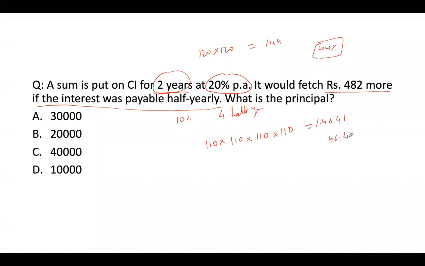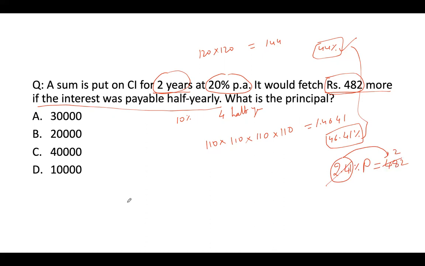So 46.41% of interest. So he's saying instead of 44% normal compounding for 2 years, if I take 10% 4 times, it would get 46.41. According to my calculation, we are seeing 2.41% extra interest. This 2.41% extra interest is equal to the extra interest given, 482. Don't do anything. Can you see 241 into 2 is 482 if I cancel? So your answer should be a round figure starting with 2. What is the round figure that you can see starting with 2 here? So that should be your answer, and go to the next question.